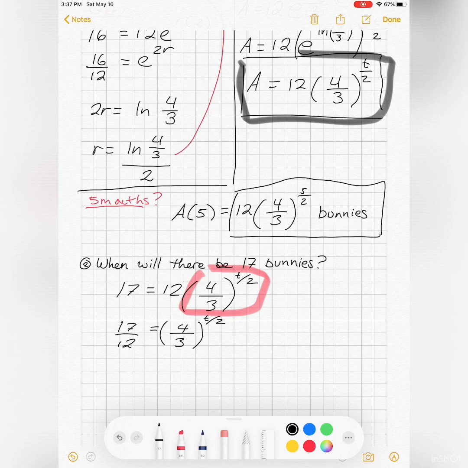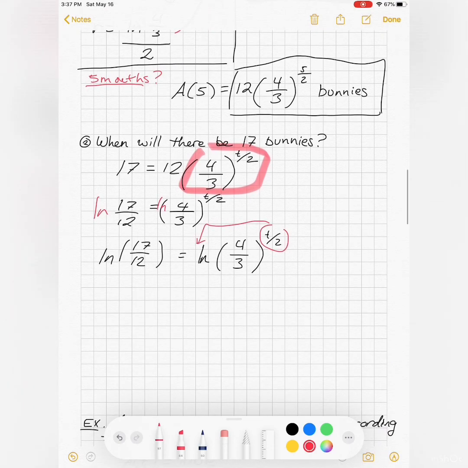Now this one, since I have a base other than e, ultimately I'd like to be able to enter this into a calculator should I want to. So what I'm going to do here is take the ln of both sides. So once I have that ln, that logarithm, I can then move that exponent down.